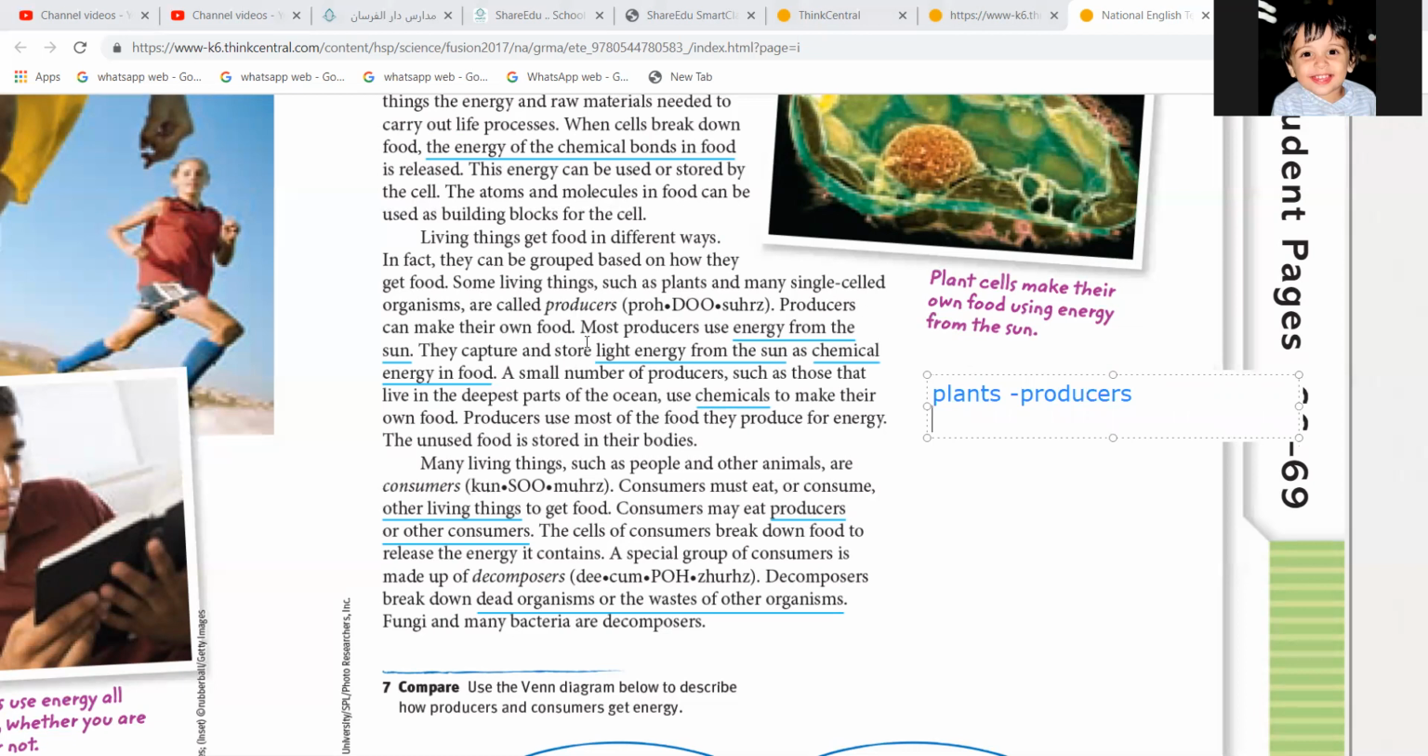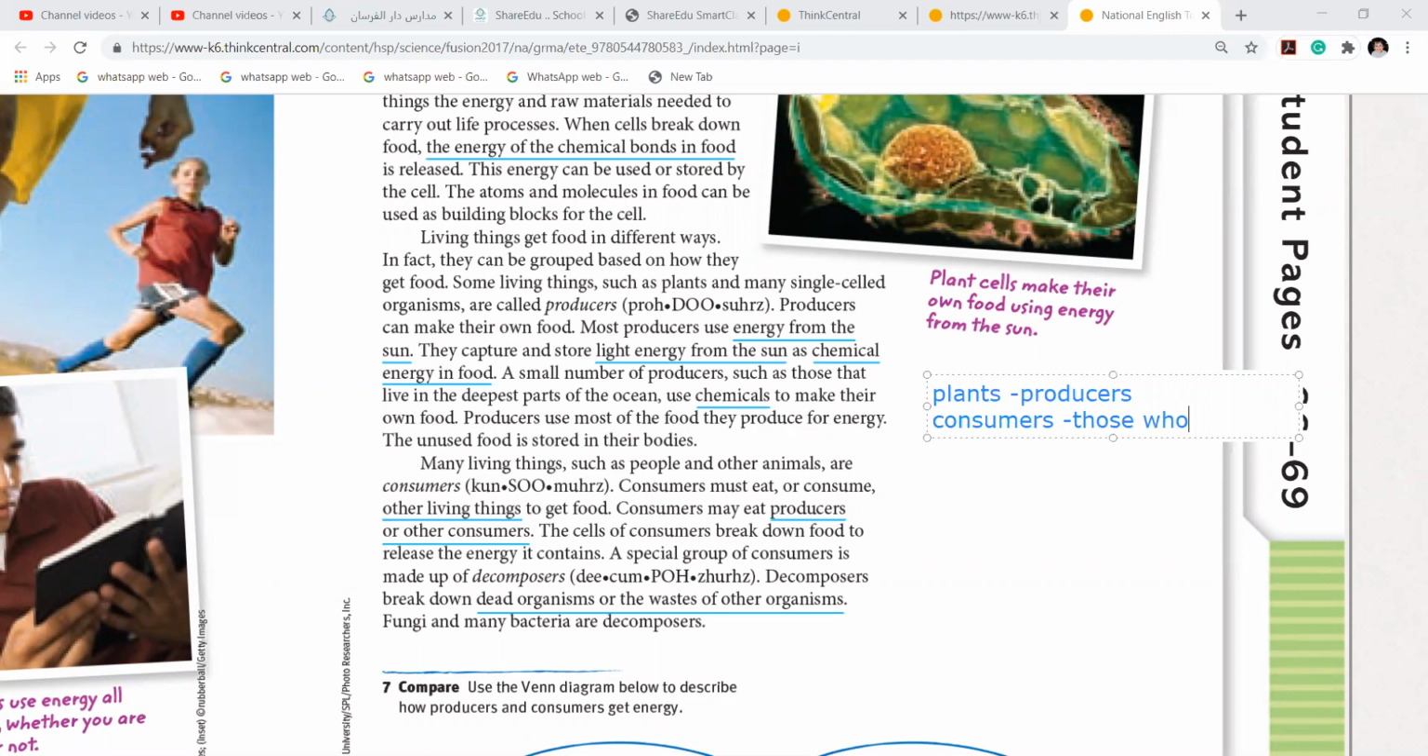Who eats producers? We eat producers, right? We and animals, we eat plants. We eat producers. So we are called consumers. Yeah, producers, consumers. We depend on producers. This is very important. Always in grade 7.